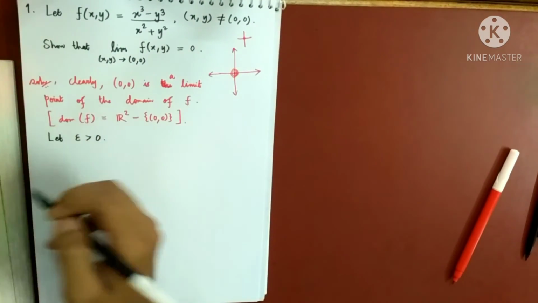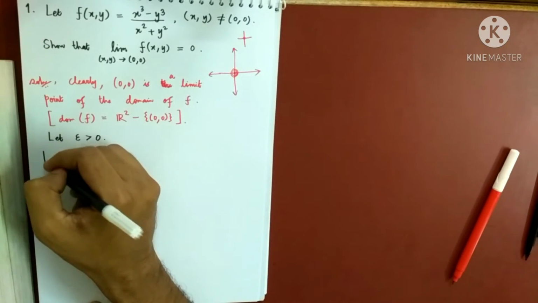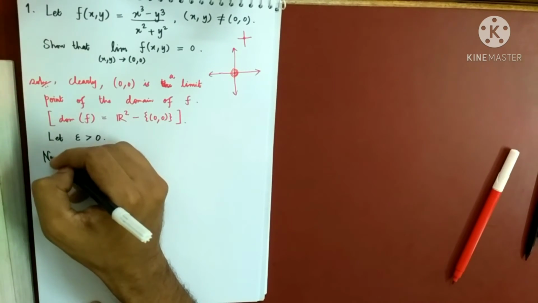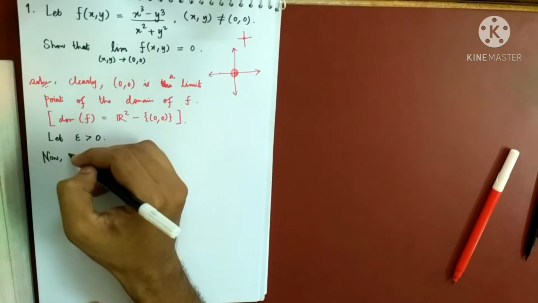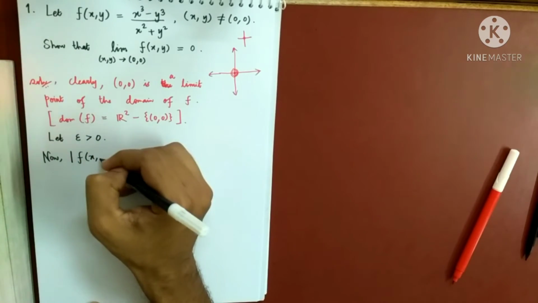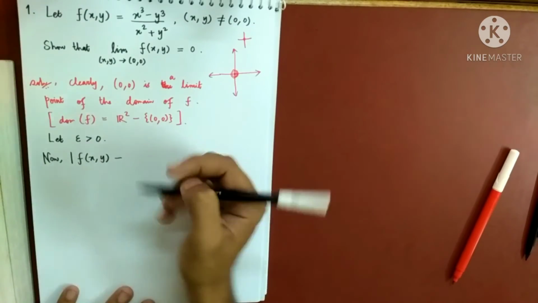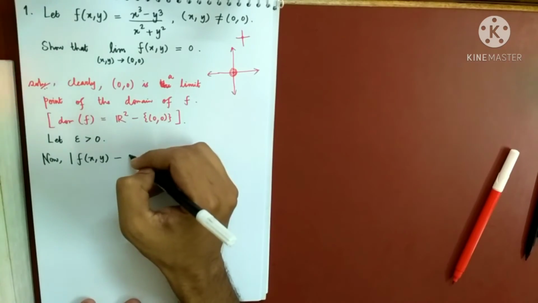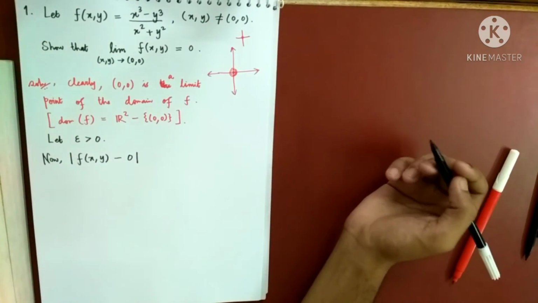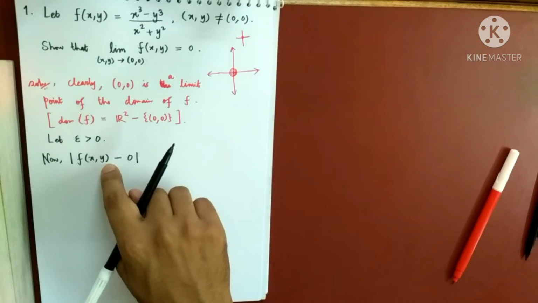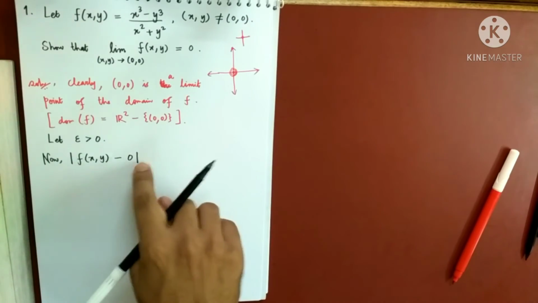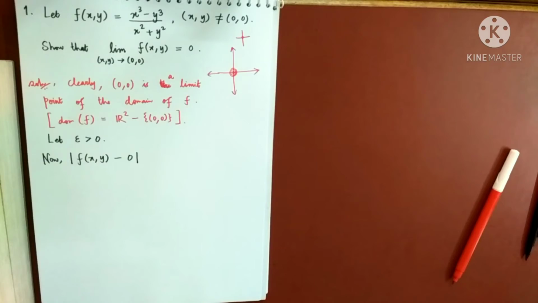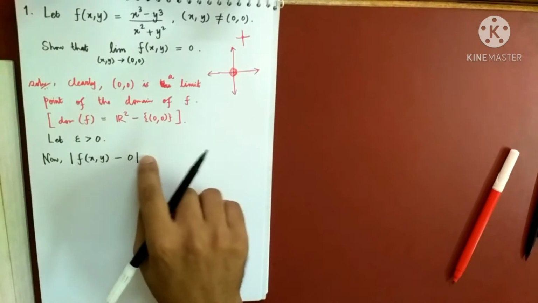So what I have to prove, remember that. We'll start like this. Now modulus of f(x, y) minus L, here I have to prove it as 0. I'll start like this: modulus of f(x, y) minus 0. Just follow the definition. I'll find all those (x, y) in some neighborhood for which this is less than epsilon.